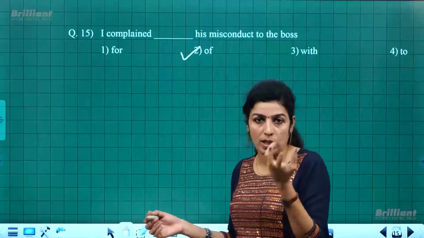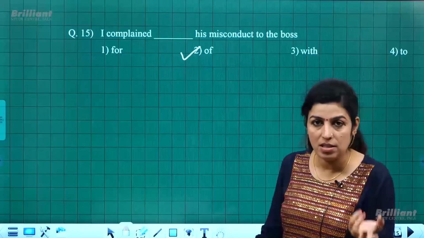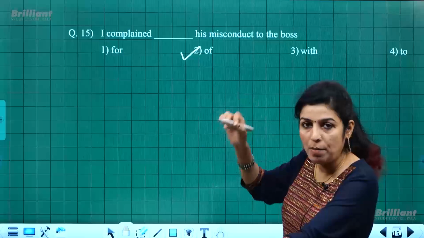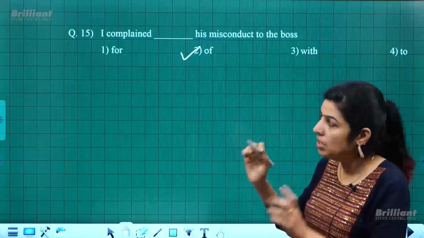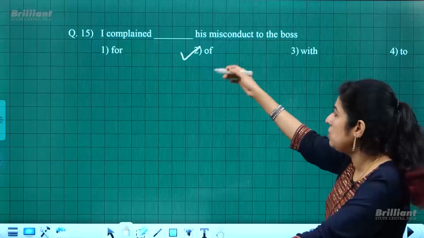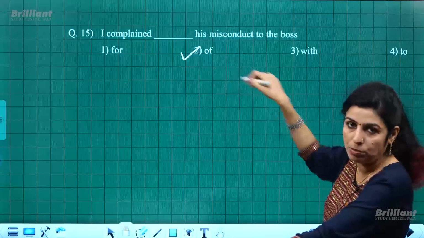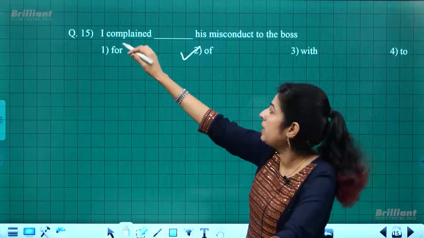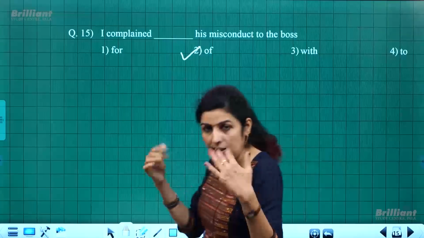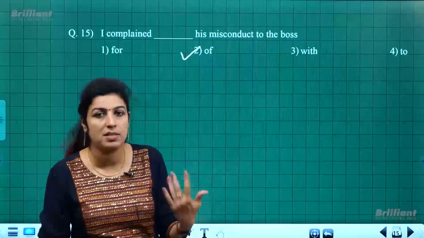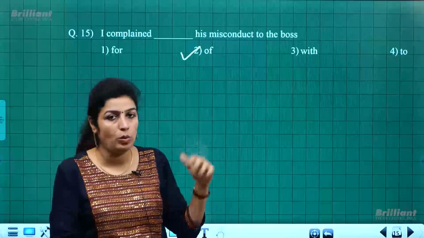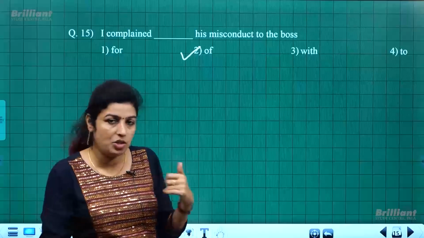But if you're talking about his nature, and that is a matter of complaint, you can use this term, of. So, of and about very often are interchangeable. Since there is no option given as about, you can use of instead. No other options are possible. So this is how it goes. I complained of his misconduct to the boss, which literally means I complained about his misconduct. It's almost the same. So these two words, of and about, could be used interchangeably.